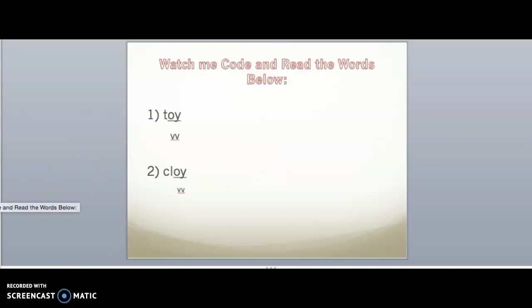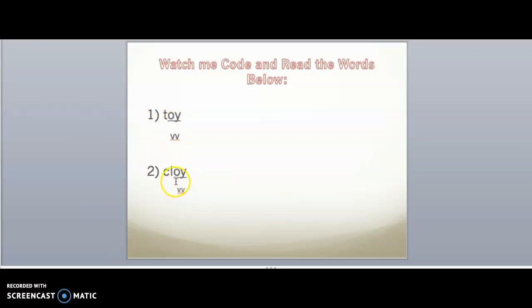Watch me code and read the words below. When we don't know a word, we find our vowel. We look next to our vowel. We see a vowel team. We see the OY vowel team. I know, and you boys and girls now know, that OY says oi. So now I'm going to read my word, oi, toy.